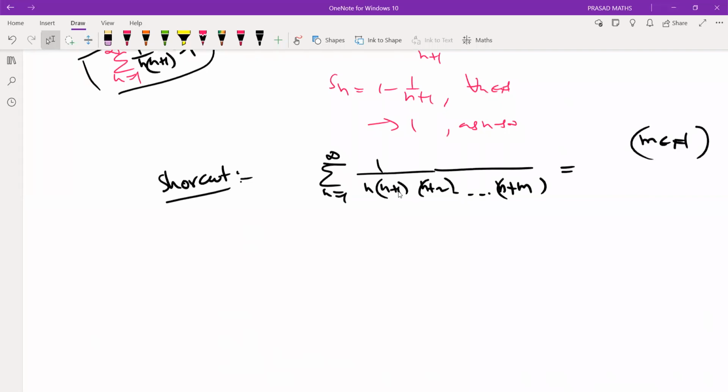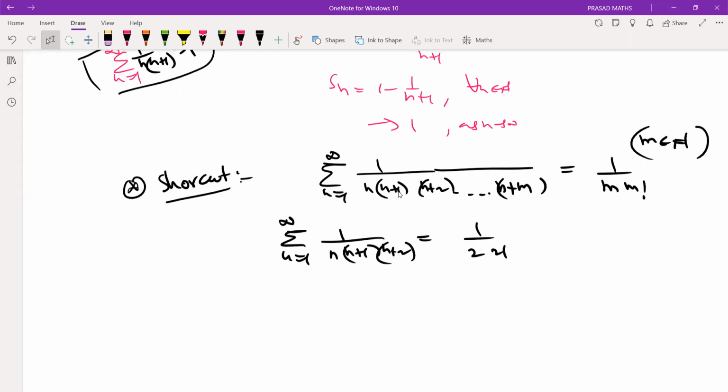So the shortcut is simply 1 by m into m factorial. You can easily compute it by using a telescopic sum, but I don't want to prove it. This is the shortcut, right? Suppose you are given a problem like 1 by n into n plus 1 into n plus 2. What is the answer? 1 by 2 into 2 factorial, which is exactly 1 by 4.